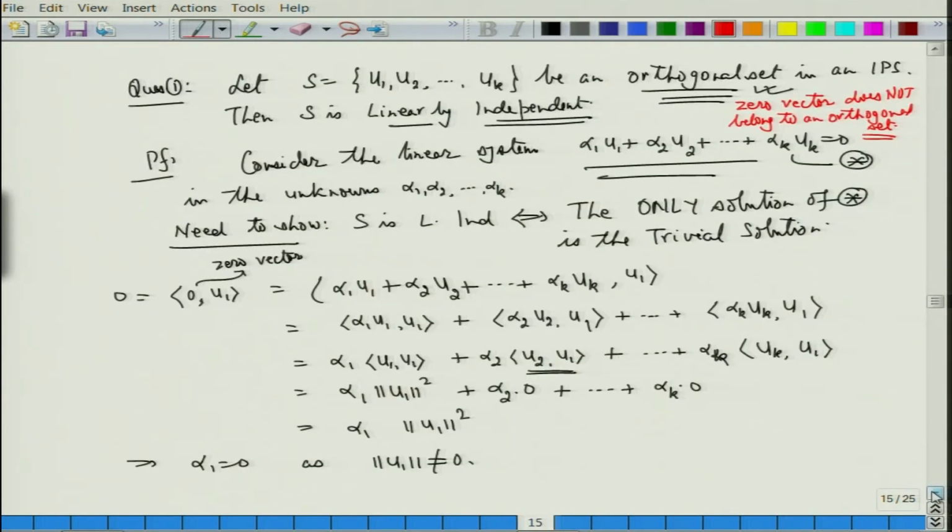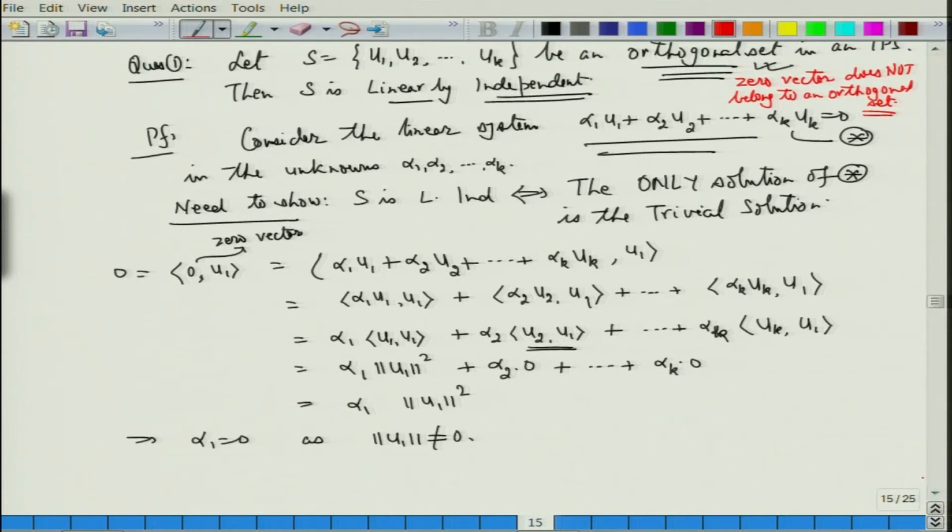So now we have shown that... oh, that was the question, but where is the definition? Definition of orthogonal I gave before, is it? No, I gave it here itself. Fine. So what we have shown here is that if I have an orthogonal set, then that set is linearly independent. Fine, that is one thing.